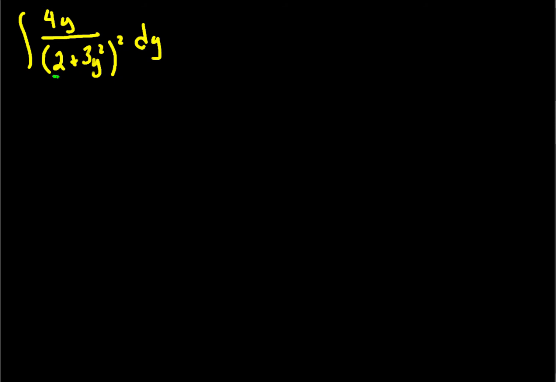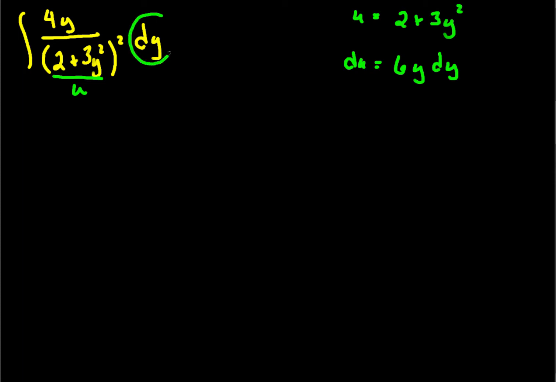Well, a first guess would be, let's let this be u. So 2 plus 3y squared itself is being squared. So if I let u equal 2 plus 3y squared, what is du? Well, the differential of u would be 6y dy. Like you did before, I'm going to solve for dy because I need to figure out what to replace this differential with. So dy is equal to 1 over 6y du.